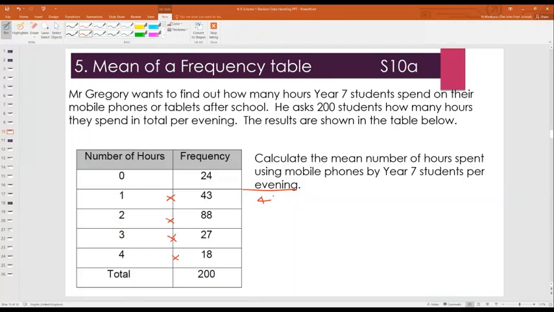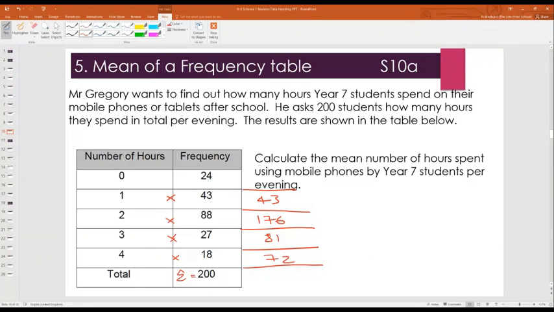So 1 times 43, obviously, is 43. 2 times 88 is double 80 is 160, double 8 is 16, so that's 176 in total there. 3 times 27 is 81, I believe, so 3 times 20 is 60, 3 times 7 is 21. And then 4 times 18 is 72, I think, so 4 times 10 is 40, 4 times 8 is 32, add them together. So we always get that end column now, and from there we're going to use our total.